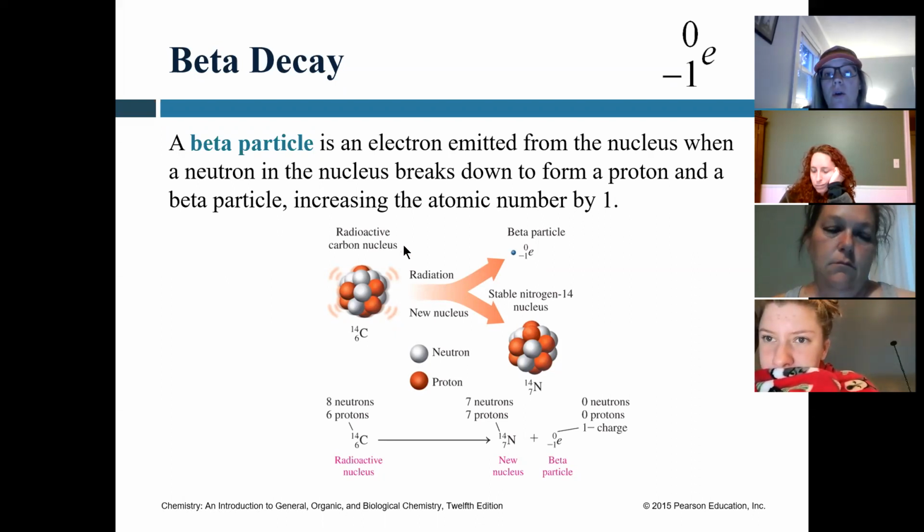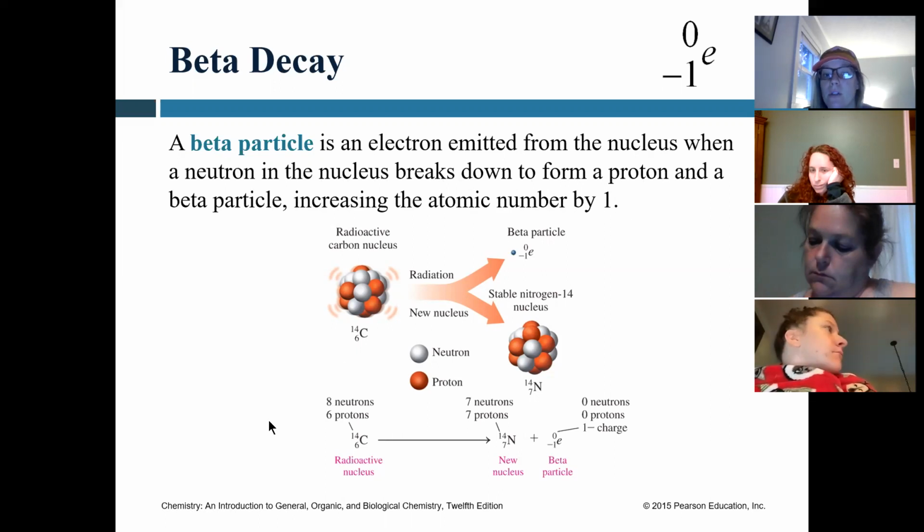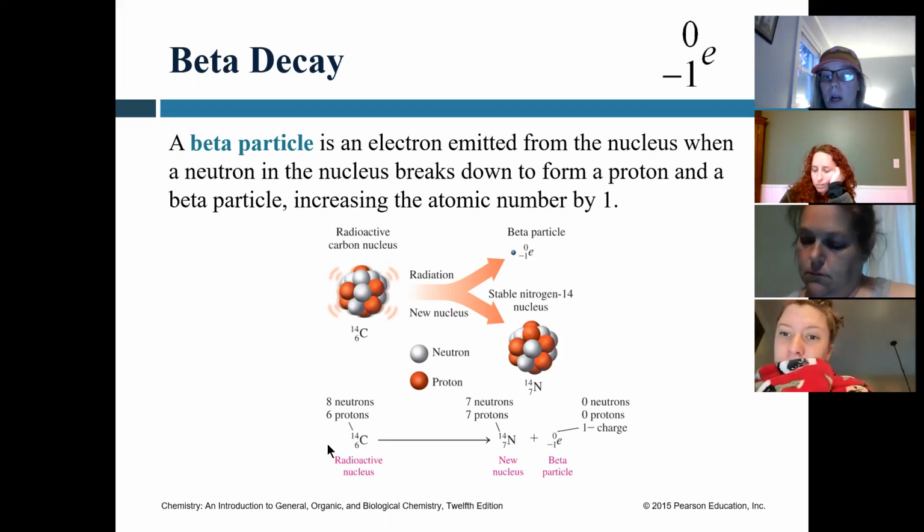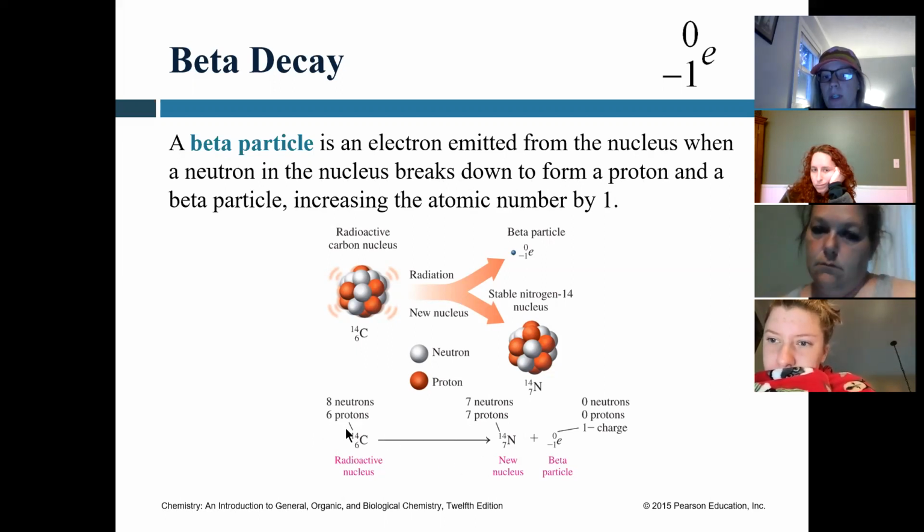So when you undergo beta decay, a neutron in the nucleus breaks down to form a proton and a beta particle, increasing the atomic number by 1. So consistently, your atomic number, or the number on the bottom, will increase by 1, but your mass will stay the same, right? Because you're not getting rid of one of these big particles, you're just shifting one thing from a neutron to a proton.